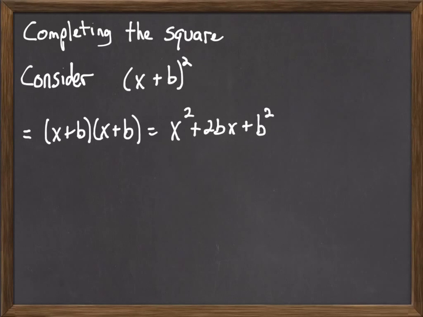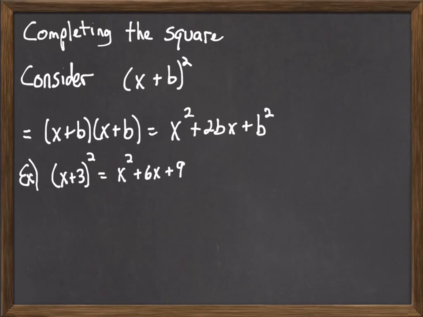So as an example, consider x plus 3 squared. If you multiplied x plus 3 times x plus 3 and simplified, you get x squared plus 6x plus 9. The 6 comes from being 2 times 3. The 9 is 3 squared. As another example, x minus 4 squared, if you multiplied that out, would be x squared minus 8x plus 16. The minus 8 comes because it's 2 times negative 4. It would be negative 8x. The 16 comes because if you take negative 4, square it, you'll get positive 16.